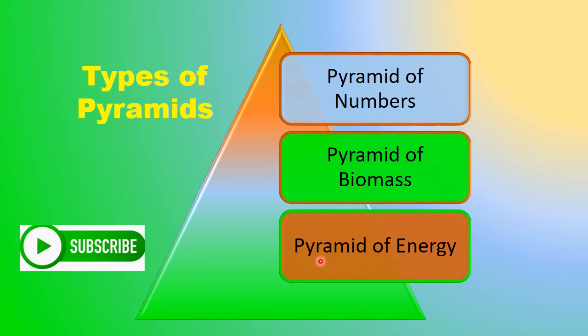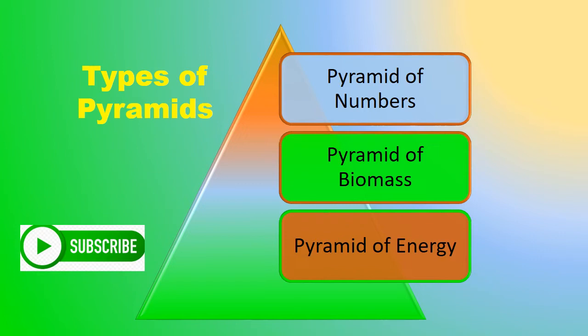The pyramid of numbers shows the number of individual organisms at each trophic level. The second one, pyramid of biomass, is based on the total dry weight and other suitable measures of the total amount of living matter. And the third one, pyramid of energy, shows the rate of energy flow and productivity at successive trophic levels.